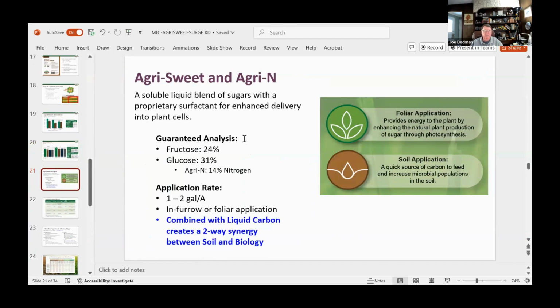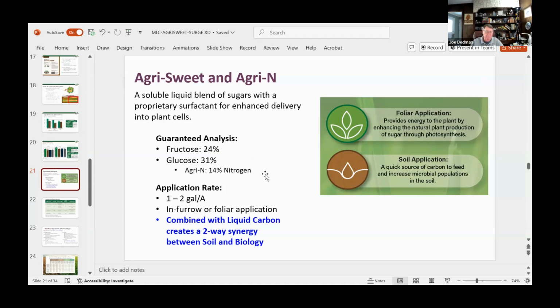Our Agrisweet products are 55% sugar. You see here the two different kinds: fructose is about 24%, glucose is about 31%. Then we actually have an Agri-N product with 14% nitrogen in it, and those two products drop down to around 26% total sugar. So this is a super great product.